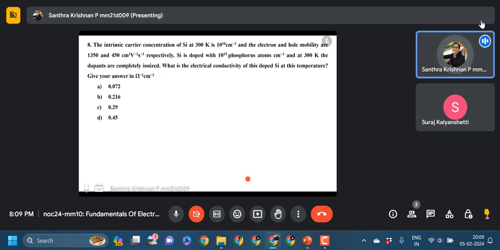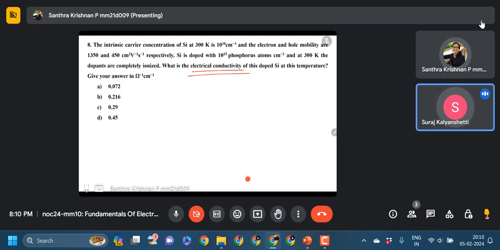So next is a similar thing, but here they are adding on, like, this is based on conductivity, whatever you solved before, right? So here they have asked electrical conductivity directly. I think you can solve directly since you already have the equations. Just substitute, sigma is equal to. Okay, I got this.